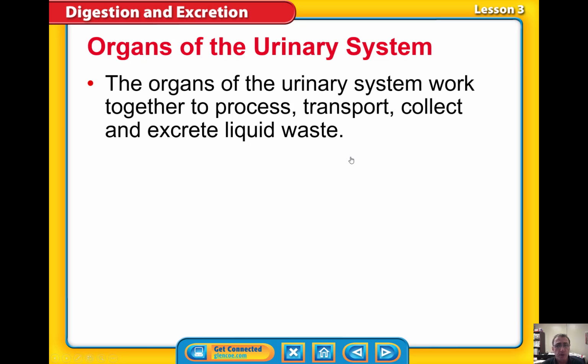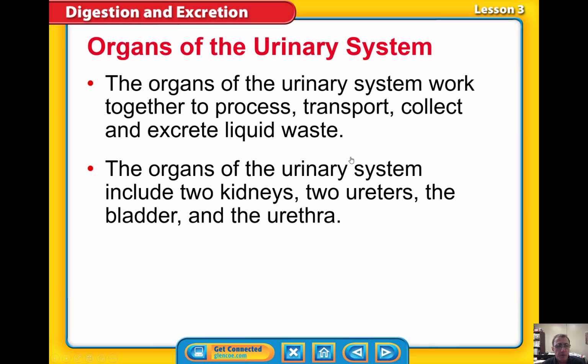All right, what are the main organs of the urinary system? This is what we're going to focus on in this lesson. The organs of the urinary system work together to process, transport, collect and excrete liquid waste. So there are four things it does: processes, transports, collects, and then excretes those liquid wastes. The organs of the urinary system include two kidneys, two ureters, the bladder, and the urethra.